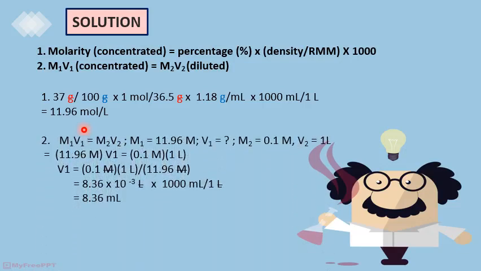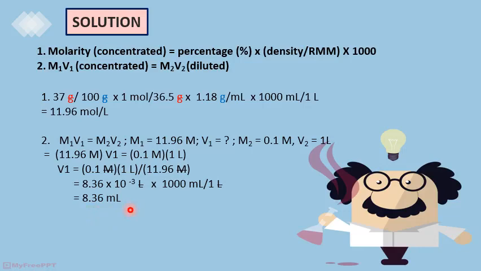And now when you want to do calculation for preparation, you use formula M1V1 equal to M2V2. So M1 is the initial concentration, which is 11.96 molar. V1 is the volume that you want to take to prepare the solution. M2 is the concentration that you want to prepare, which is 0.1 molar. And V2 is the volume of the solution that you want to prepare, it is 1 liter. So substitute all the values, then you can calculate V1. From the calculation, V1 calculated is 8.36 ml.